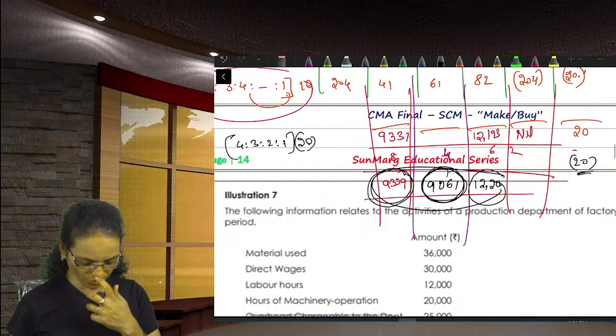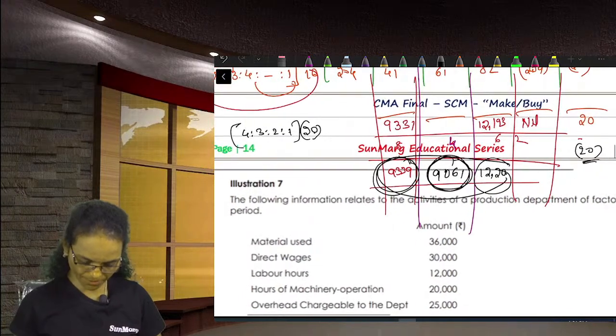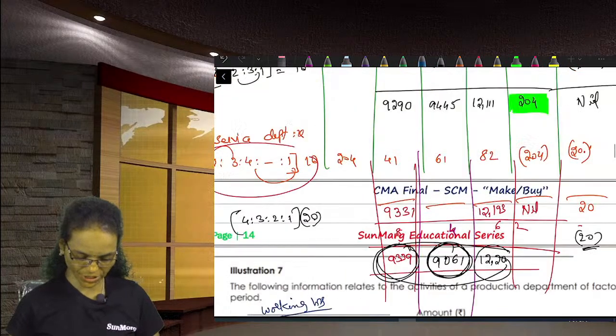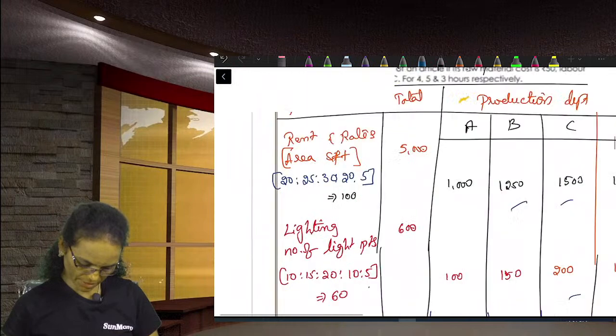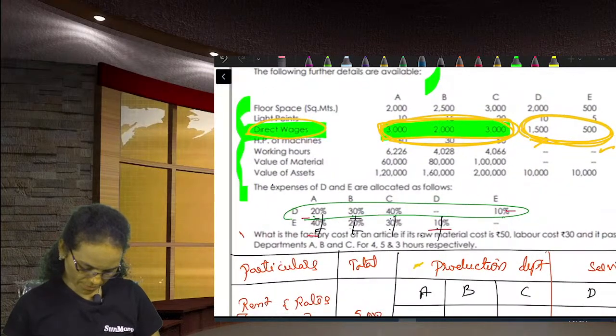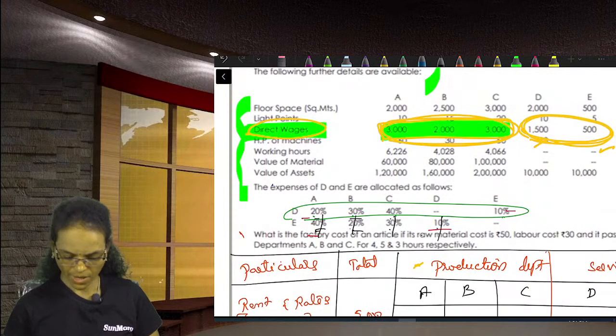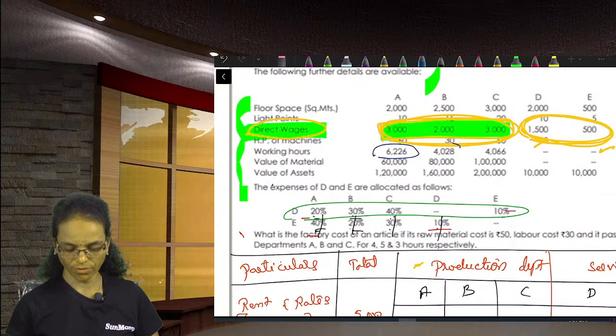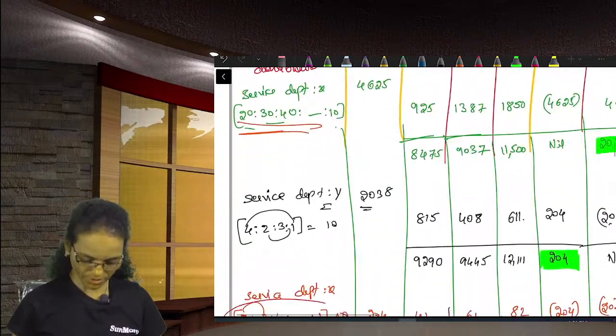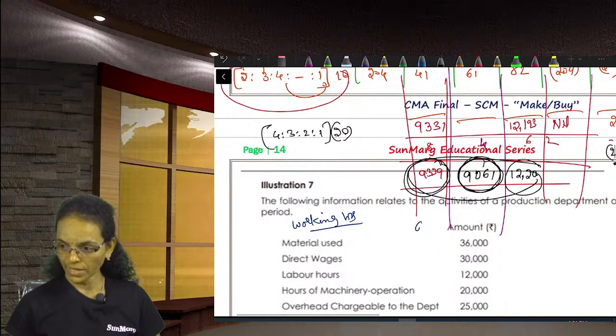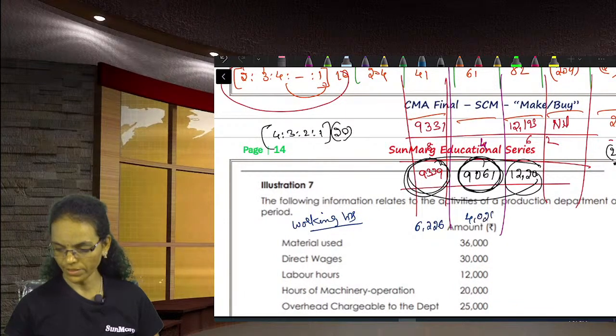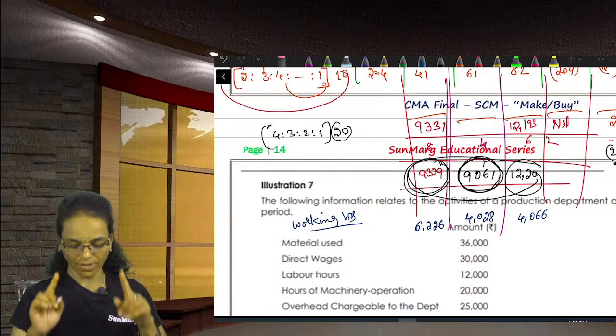Now towards the overheads, see here, working hours, we will see working hours for each department. I will write working hours: 6226, 4028 and 4066. See, I will explain to you, not to worry. Now you need to understand one thing here clearly.